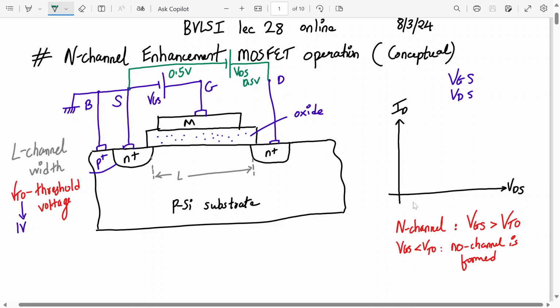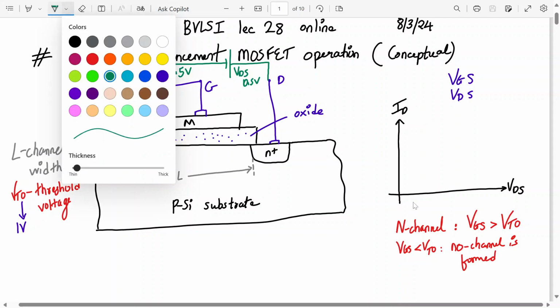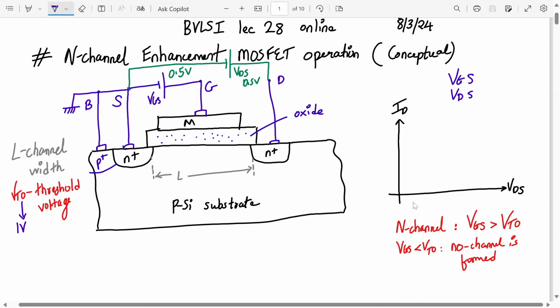No. Okay. Can you tell me, due to VGS, which electric field is present? Due to VGS, which electric field is present? EY. EY is due to VGS and EX is due to VDS.